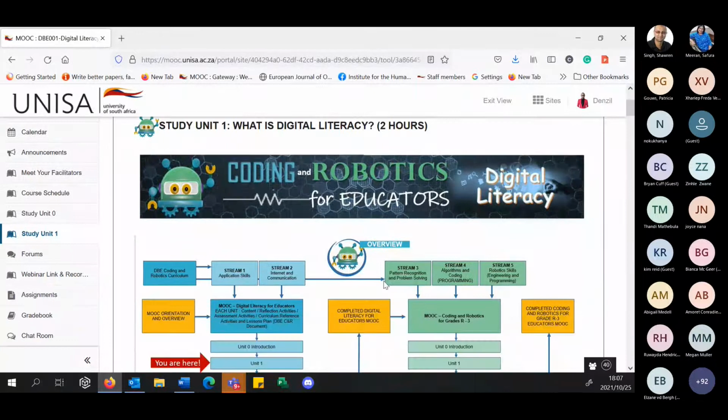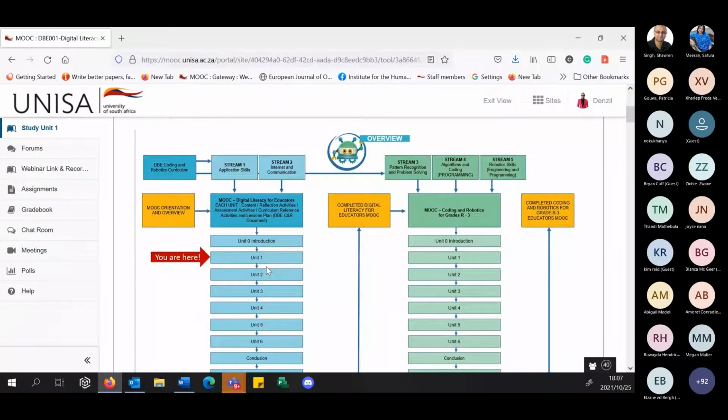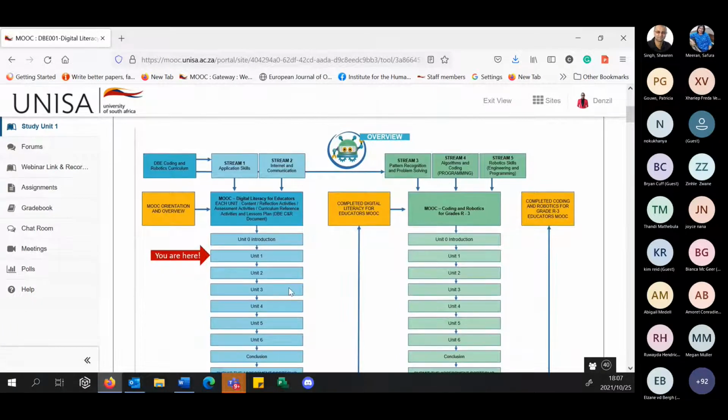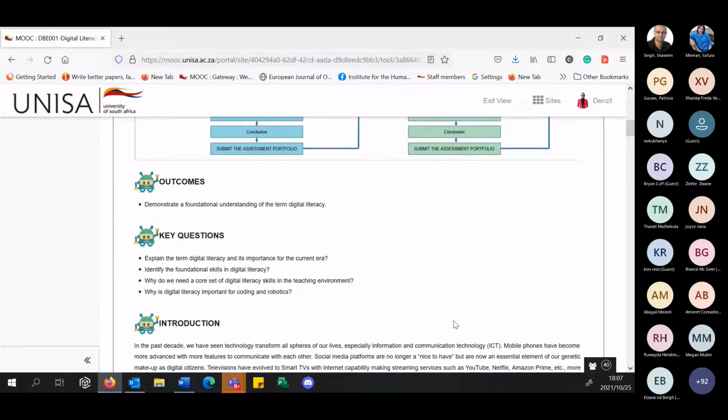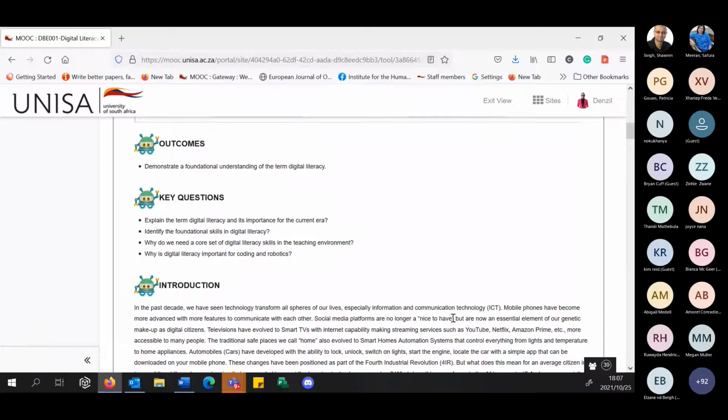So you will note from last week's session, Unit 0, we're now in Study Unit 1. This map gives you an overview of where you are. So let's look at the outcomes. The outcomes here is basically we want to demonstrate a foundational understanding of the term digital literacy. What does digital literacy mean for us? And in order to unpack this, we try to also contextualize it to the South African context, the African context, the education context. So it's not just broadly speaking digital literacy. It is very specific. What does this mean for us in our context? We try to unpack this a bit so that when we start unpacking some of the core skills, we understand what it means for us in terms of our South African context and African context as well.